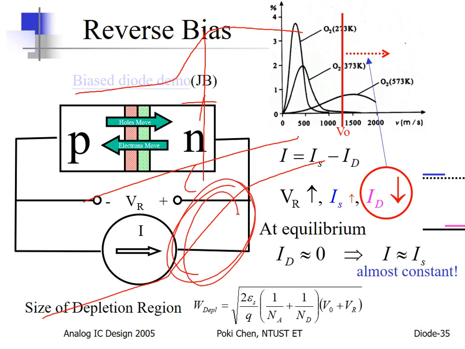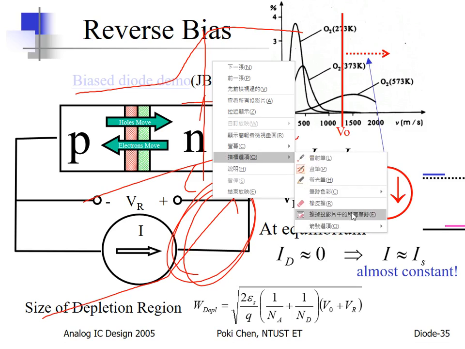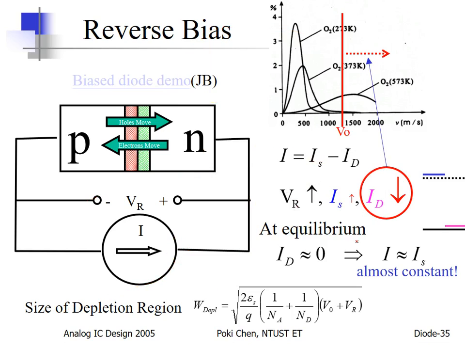It means what? The barrier around the depletion region will be higher. Higher means the depletion region will become wider. But what is the consequence? Let's wait and see. From the very beginning, I mean without any bias.